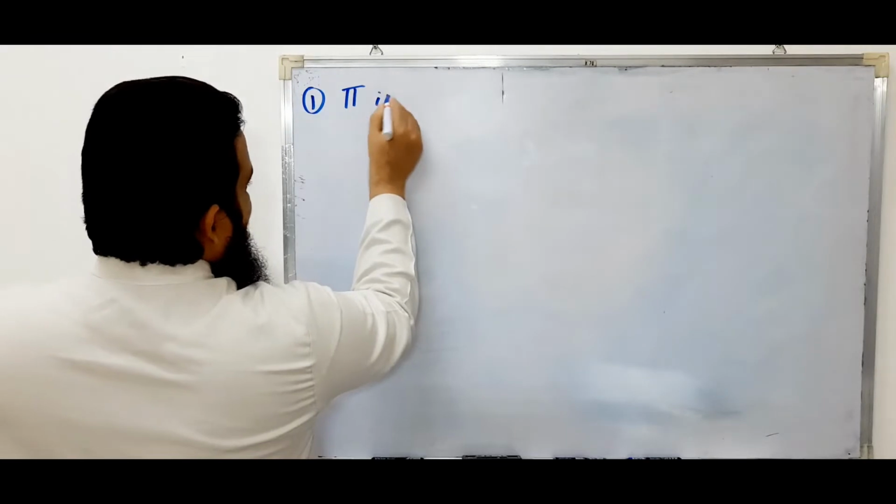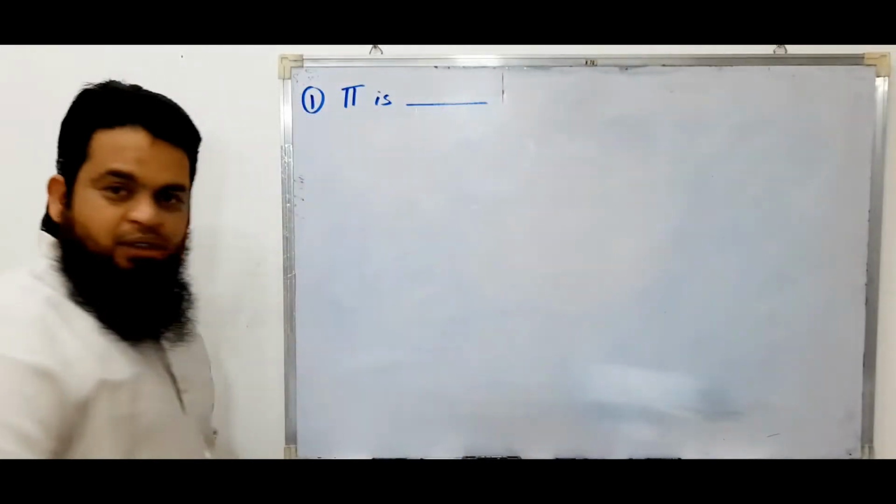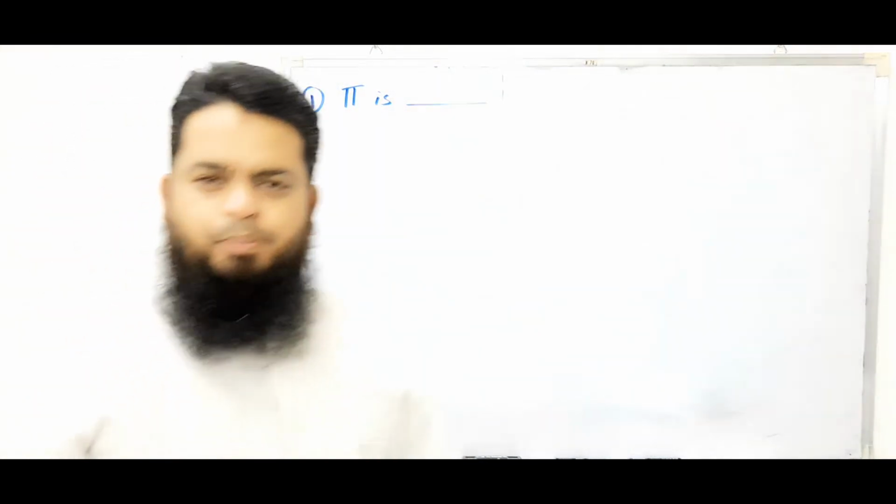The first question was: pi is dash. So yes, everybody knows. So pi is an irrational number.